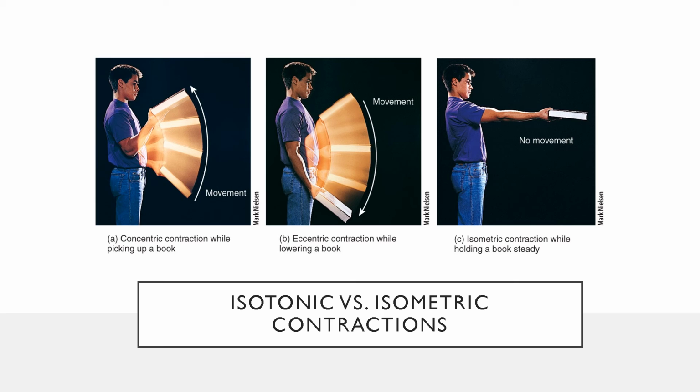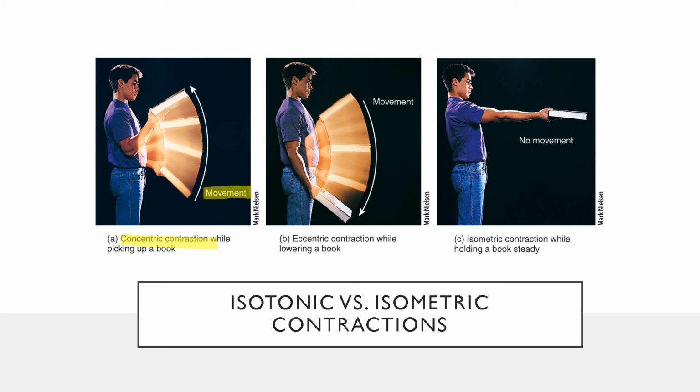So if the tension generated in concentric isotonic contraction is great enough to overcome the resistance of the object to be moved, or overcome the weight of the object, then the muscle shortens and pulls on another structure, such as a tendon, to produce movement. And this will reduce the angle at the joint. So like picking up a book. Picking up a book involves concentric isotonic contractions of the biceps brachii muscle in the arm.